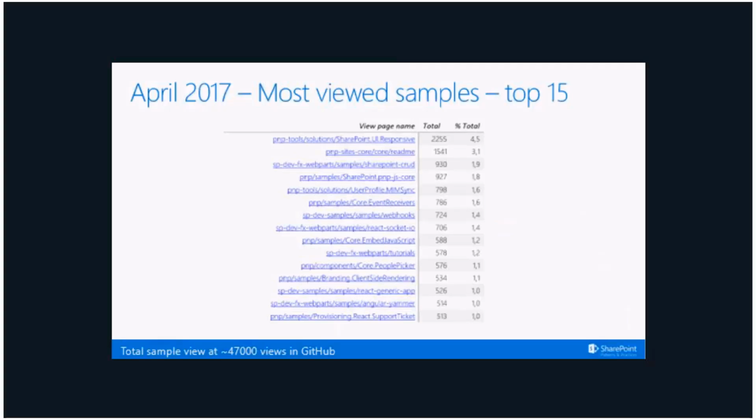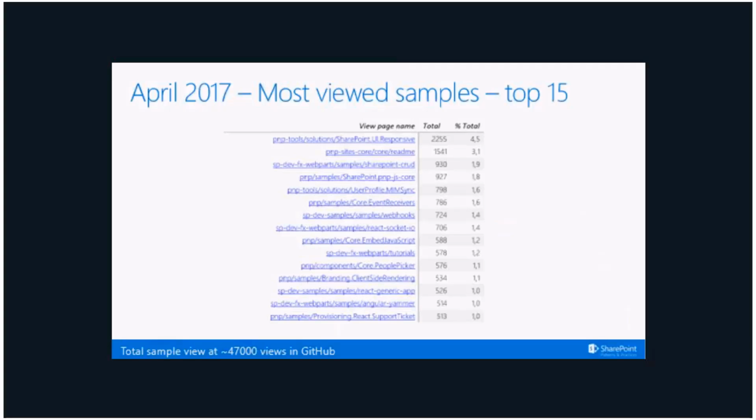PnP JS core, pretty high, understandable. User profile MIM sync, pretty high, keeps on being pretty high. Core event receivers, webhooks, they're competing between each other. React Socket IO, a pretty new one on the top 10 list or top 15 list. A great sample from Frank Cornu, so I would definitely recommend having a look at that one as well. The web parts tutorials, SharePoint Framework tutorials, pretty high, that's good to see as well. Core people picker, client-side rendering, these are typical items in our top 10 or top 15 list.